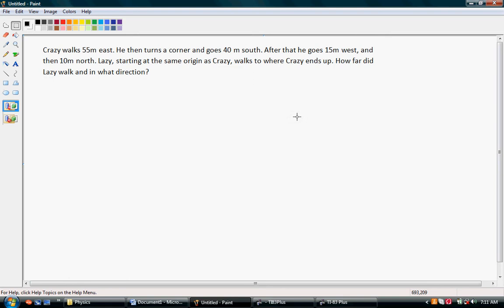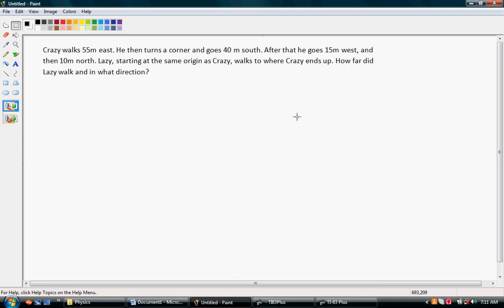Crazy walks 55 meters east. He then turns a corner and goes 40 meters south. After that, he goes 15 meters west and then 10 meters north. Lazy, starting at the same origin as Crazy, walks to where Crazy ends up. How far did Lazy walk and in what direction?